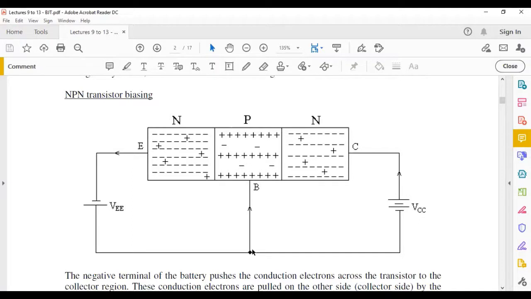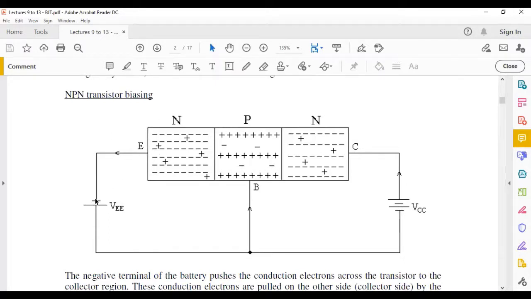So the base in this way would have to be positive, but less positive than the collector, because you would want to have a flow from here to here, but continue the flow from here to here. So the collector would be positive, the base would be positive, but less positive than the collector, and the emitter in this case would be negative.